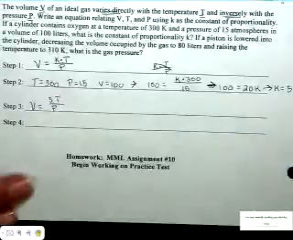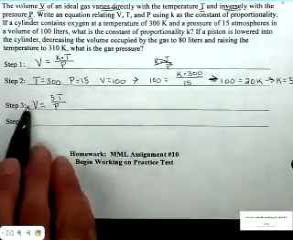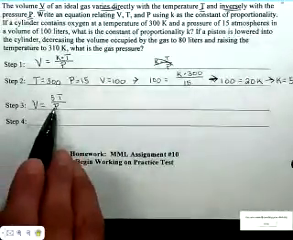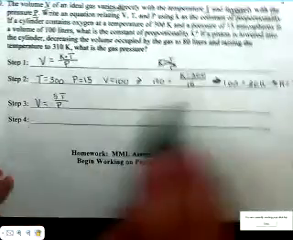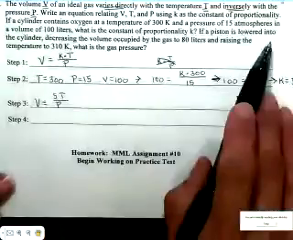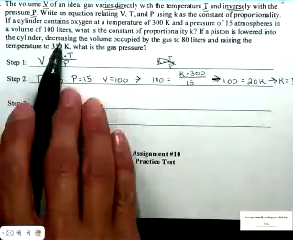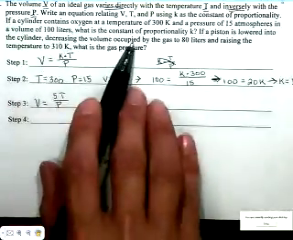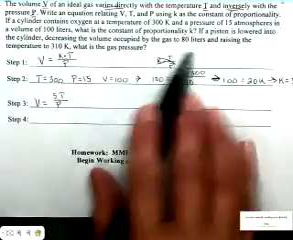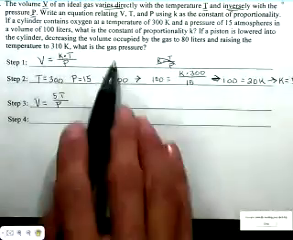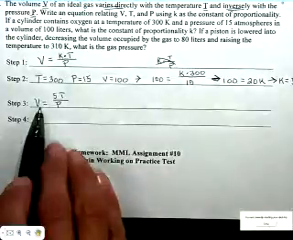And then step 4, give me some other two values for either volume, temperature, or pressure, and I can solve for the missing one. So go back to this last sentence. If a piston is lowered into the cylinder, think about if the lid is lowered onto the pot. The volume is decreased to 80 liters and the temperature is raised to 310 Kelvin. What is the gas pressure? We're looking for P. What is V? 80 when, what is the 310?